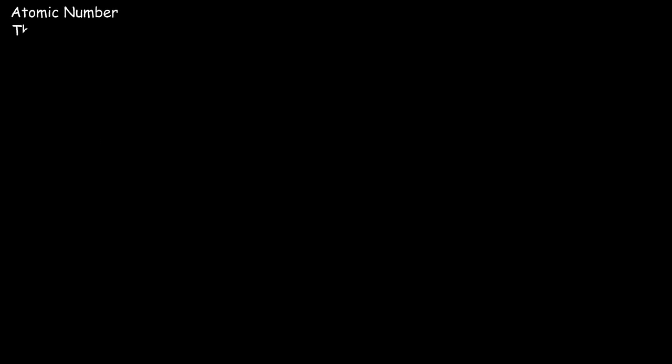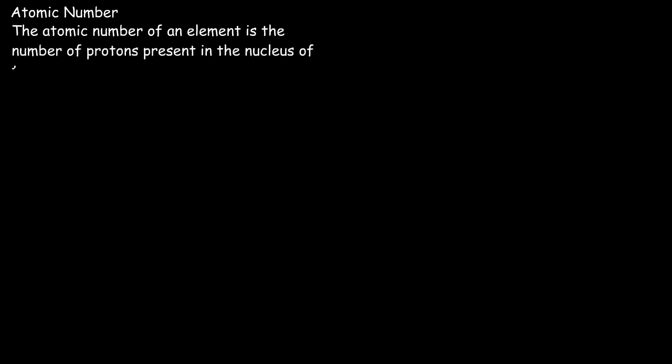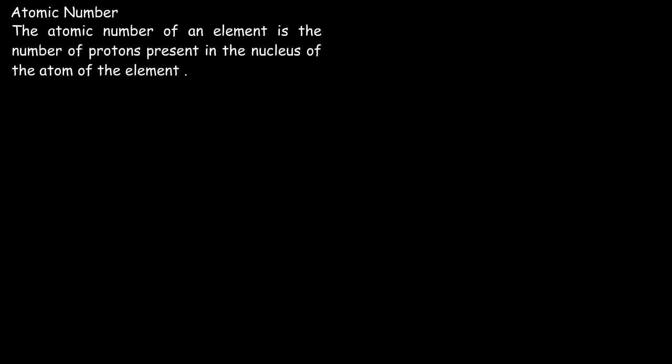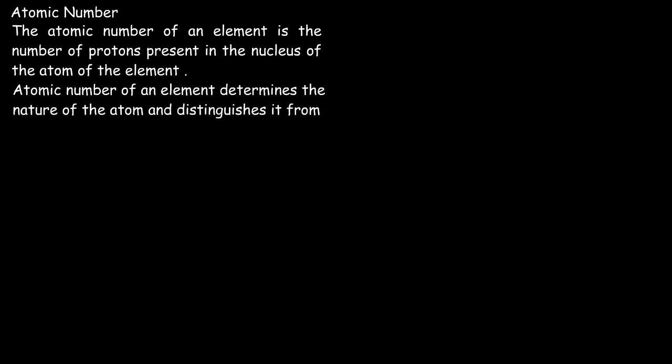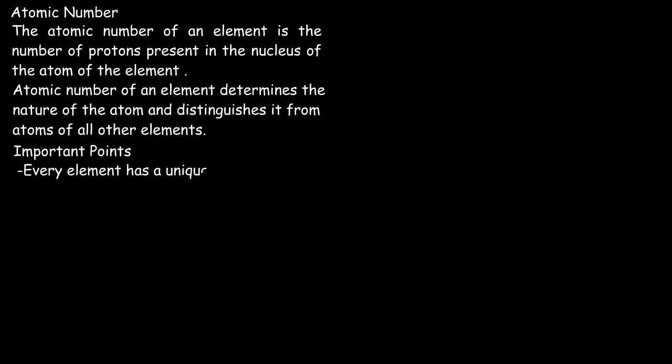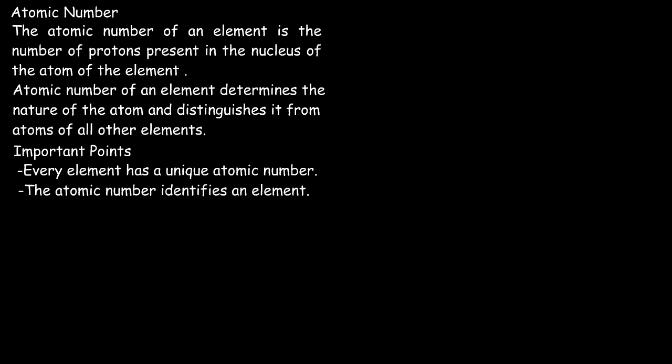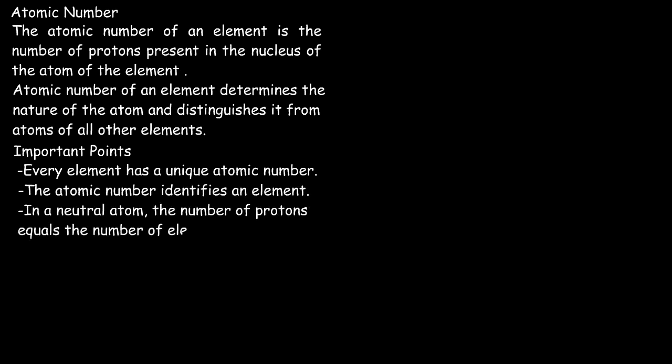Atomic number. The atomic number of an element is the number of protons present in the nucleus of the atom of the element. Atomic number of an element determines the nature of the atom and distinguishes it from atoms of all other elements. Important points to note: every element has a unique atomic number. The atomic number identifies an element. In a neutral atom, the number of protons equals the number of electrons.